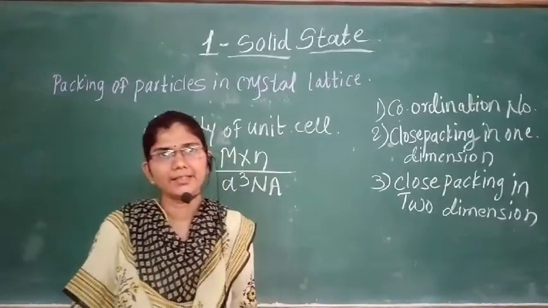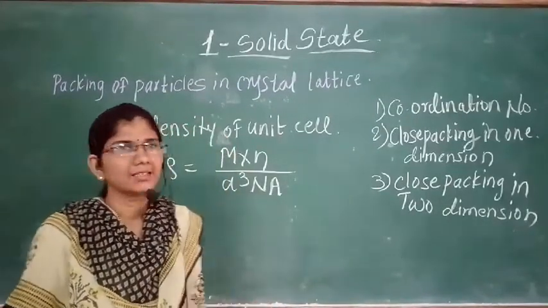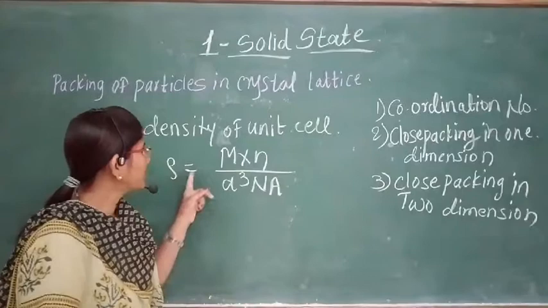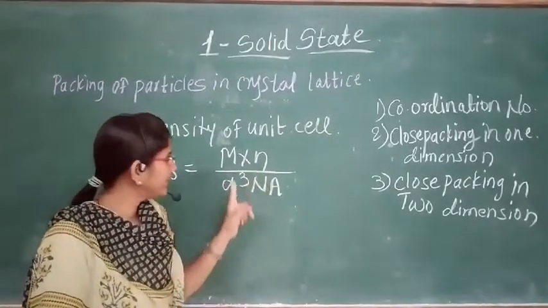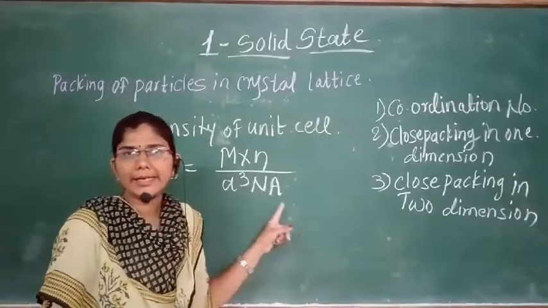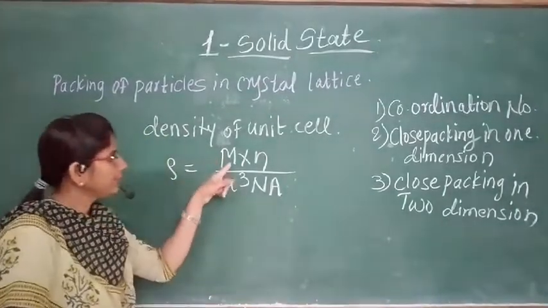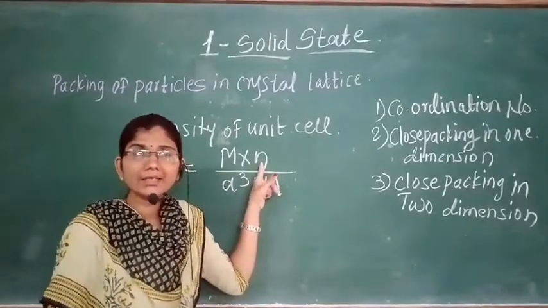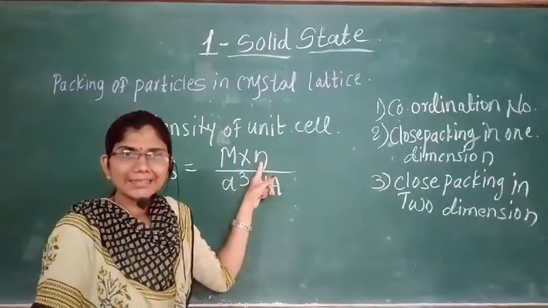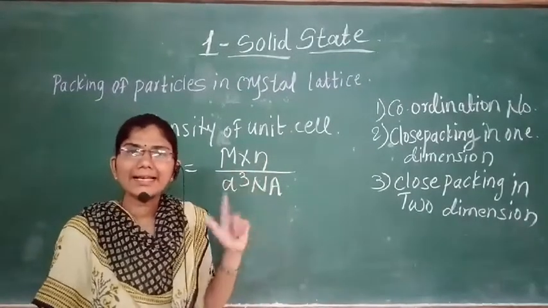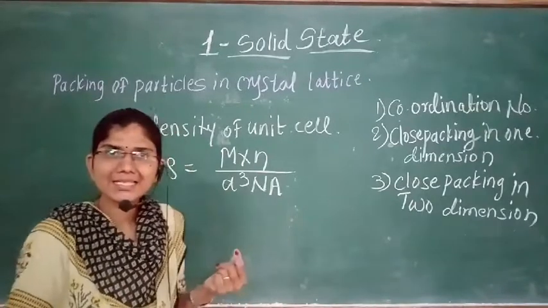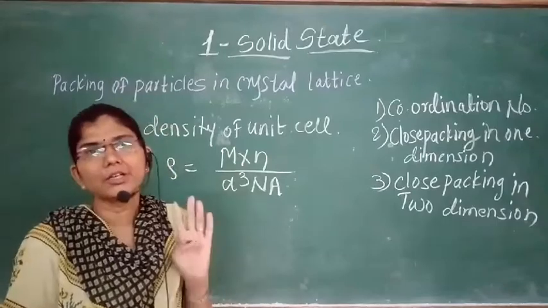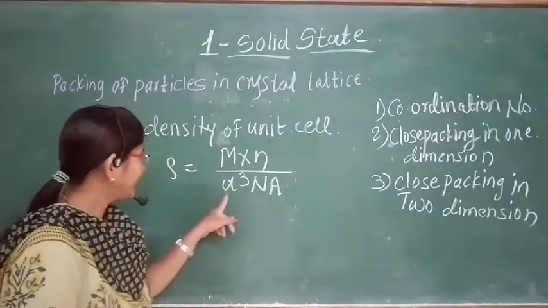The density of a cubic unit cell is rho, which is equal to m into n divided by a cube into Na, where m is the molar mass of the substance and n is the number of particles per unit cell. As we know, for SC n is equal to 1, for BCC n is equal to 2, and for FCC n is equal to 4. Divided by a cube.